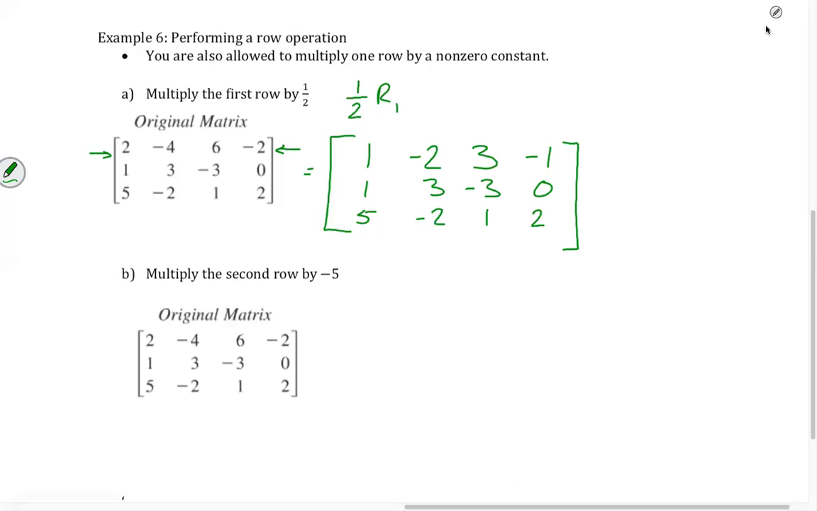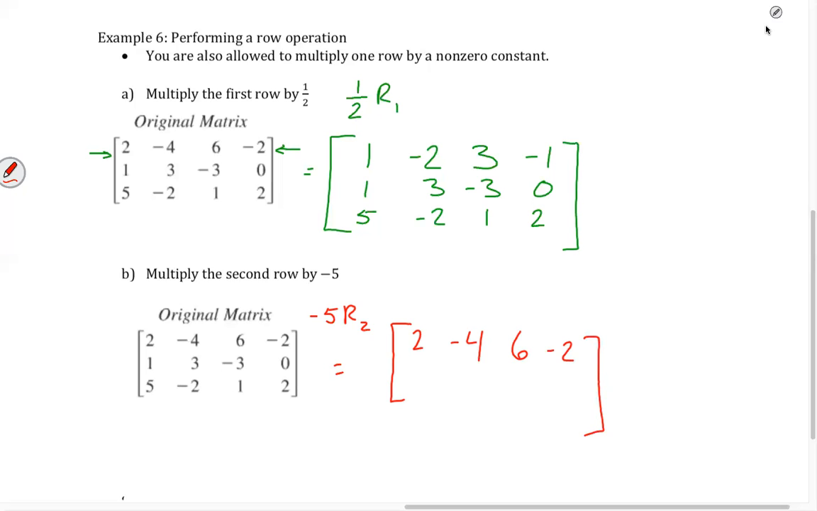Okay? So what I'm allowed to do here is I'm kind of gearing away from those variables and more so toward just the meaning of what the numbers are. But we're not really going to get into that. All right? You just need to know I can multiply a row by 1/2. And in this one, I'm going to multiply row 2 by -5. So I'm going to do -5 R2. So I'm going to rewrite the first row, 2, -4, 6, and -2.